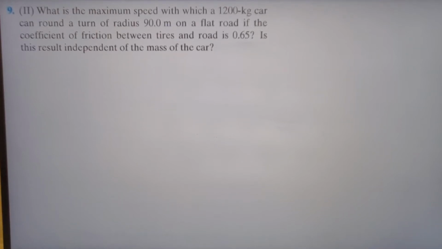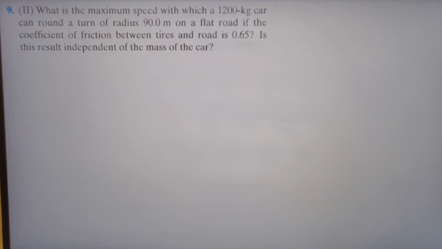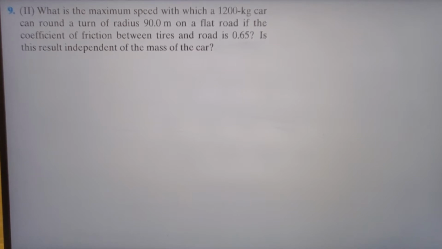This is chapter 5, problem number 9. What is the maximum speed with which a 1,200 kilogram car can run a turn of radius 90 meters on a flat road if the coefficient of friction between tires and the road is 0.65?